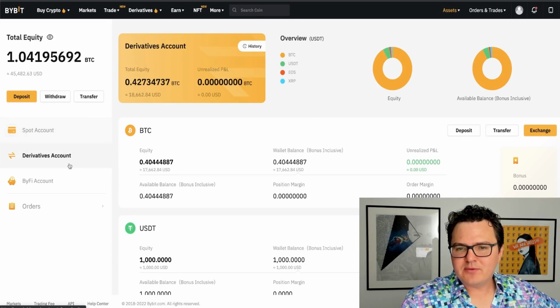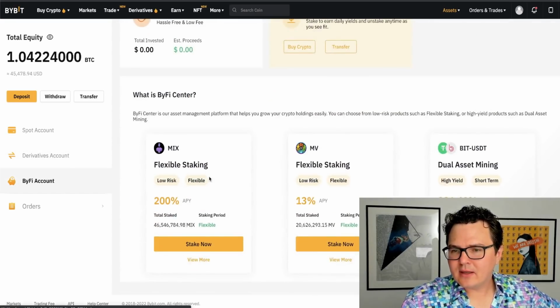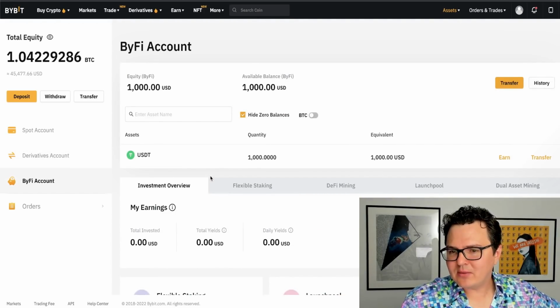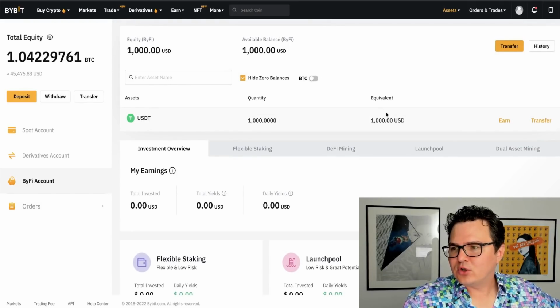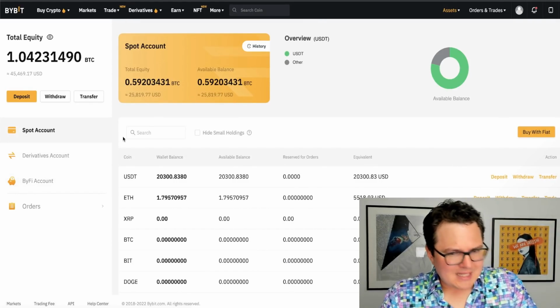We can go over to our derivatives account. We got some Bitcoin and USDT there. Go over to our BiFi account, and you can see all the different options that you have available for you here, as well as your current balances. We'll get back to that in a little bit, but our spot account.